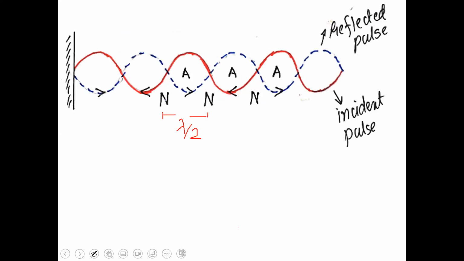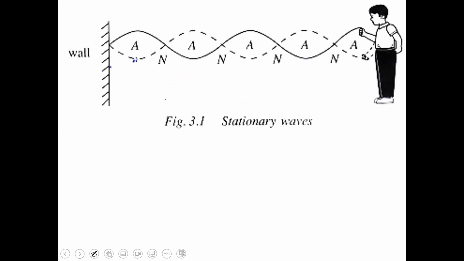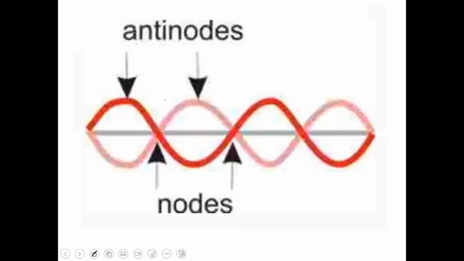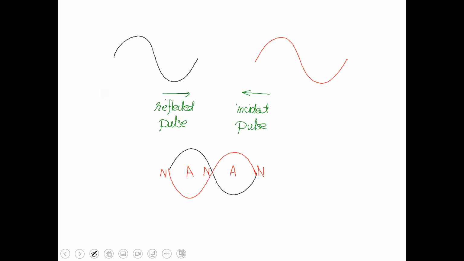Now, this is the formation of a stationary wave. There is a reflected pulse, there is an incident pulse, they superimpose on each other. This is how a stationary wave is established. We have an incident pulse and we have a reflected pulse. They meet and they form this.